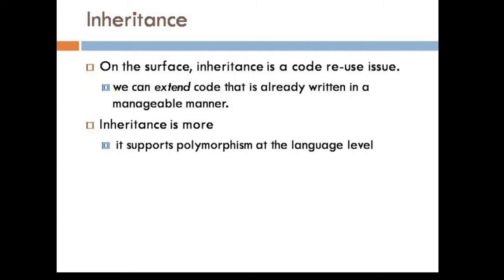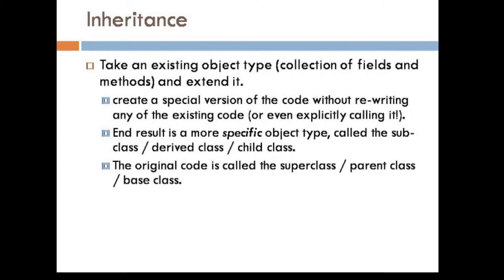On the surface, inheritance is a code reuse issue. We can extend code that is already written in a manageable manner. And inheritance is more, it supports polymorphism at the language level. Take an existing object type, a collection of fields and methods, and extend it. Create a special version of the code without rewriting any of the existing code or even explicitly calling it.